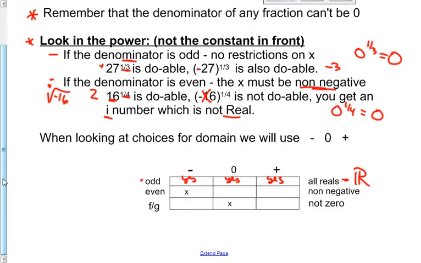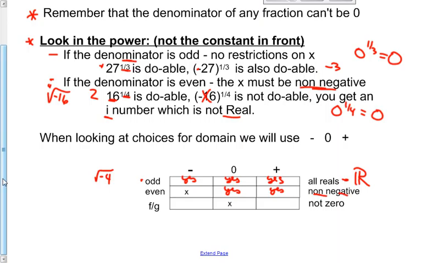If I have an even power, now I have some restrictions. I could put in a positive number, like 16, the square root of 16. That works. A number raised to an even power, 16 to the 1/2, that's okay. 0, 0 raised to the 1/2. Can I do a 0 to an even power? Sure. But can I do negative numbers to an even power? Can I do the square root of negative 4? No, I get an i value. So negative numbers are out. I can't do that. And the domain we use for that is called non-negative.